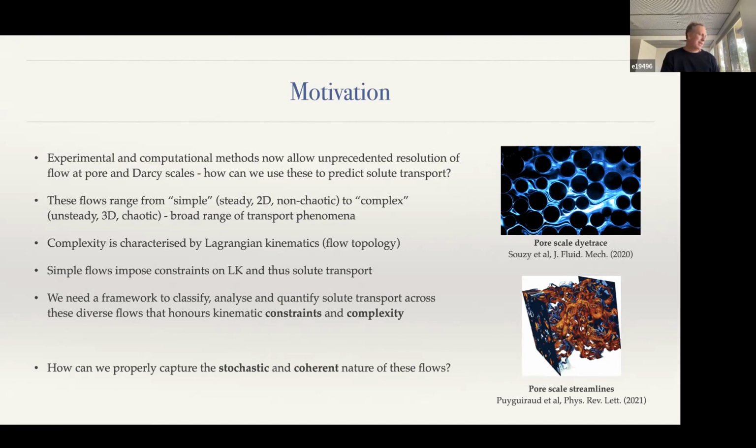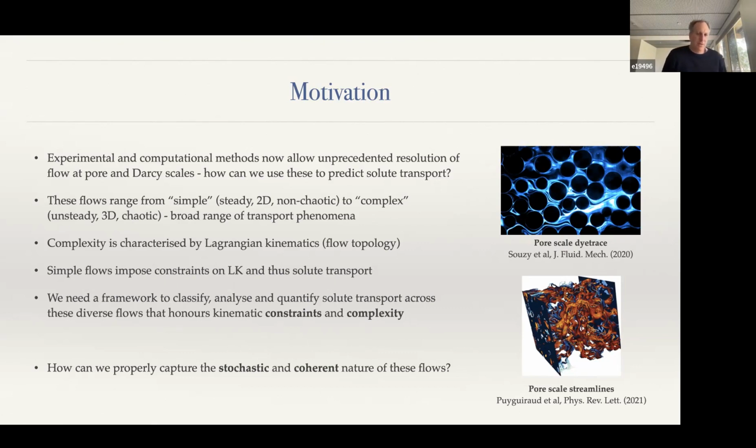So modern techniques using micro PIV or micro CT scanning, we have very good experimental data sets that show these transport processes at the pore scale. The question is, what can we do with this avalanche of data? And as I've stated, these flows range from simple flows, so we can think about steady flows that are two-dimensional, they may be non-chaotic in model systems, through to quite complex flows that may be unsteady. They have a three-dimensional character. They could be chaotic. And there's a broad range of transport phenomena that can fall under this range.